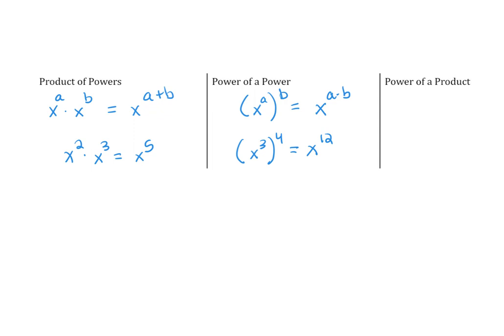And then power of a product: if you have x times y to the power of a, the exponent on the outside just needs to be applied to everything on the inside. So x to the a, y to the a. So if you had 2x to the fourth, to the third, that 3 has to go here and here. 2 to the third is 8, and then x to the 12th.